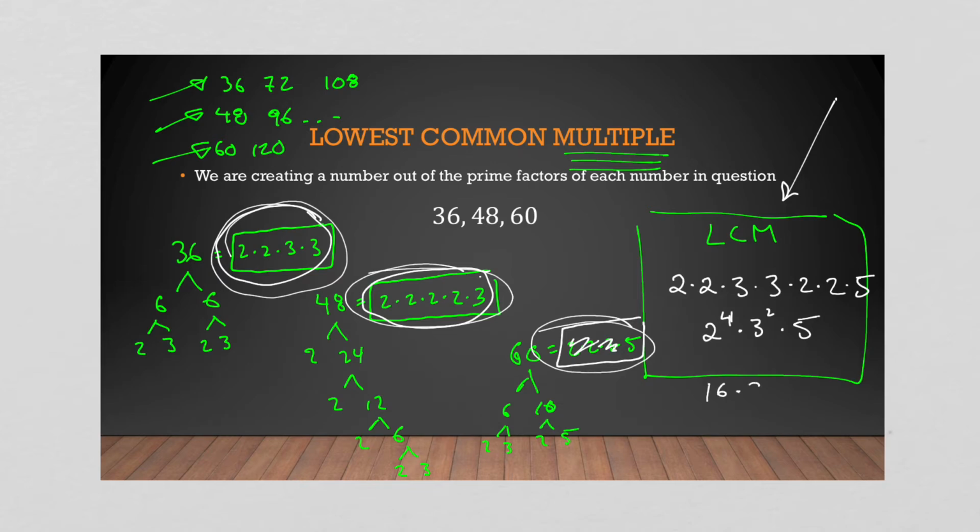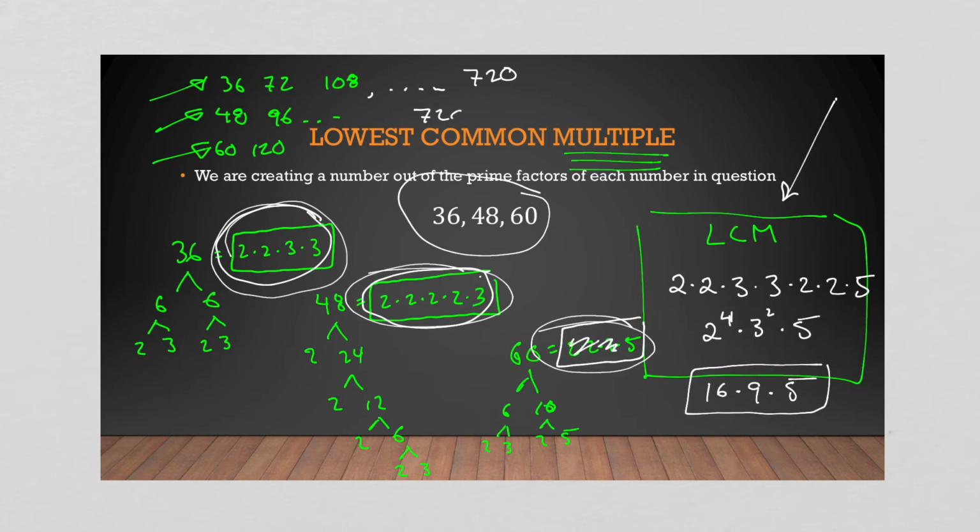I don't have one handy. 16 times 9 times 5. That number, what that comes out as, is the lowest common multiple of these three numbers. It means as you continue along this list, they will all, I think it might be 720, so let's just say it is, they will all eventually hit 720 on their list, and it'll be the first time that happens. That's what makes it the lowest common multiple.